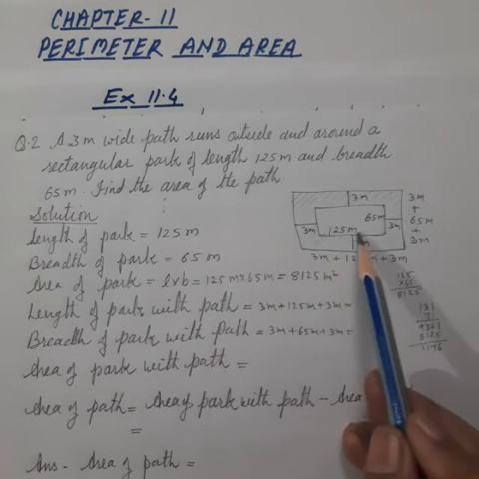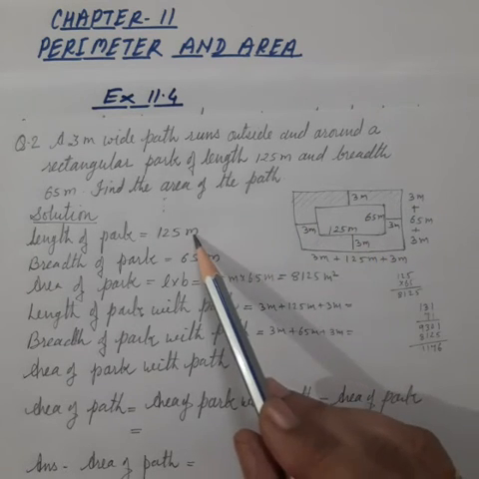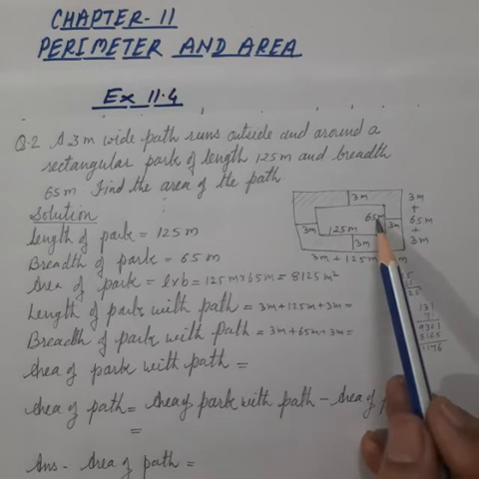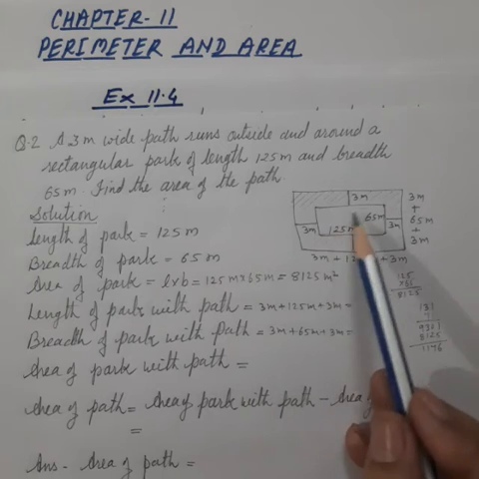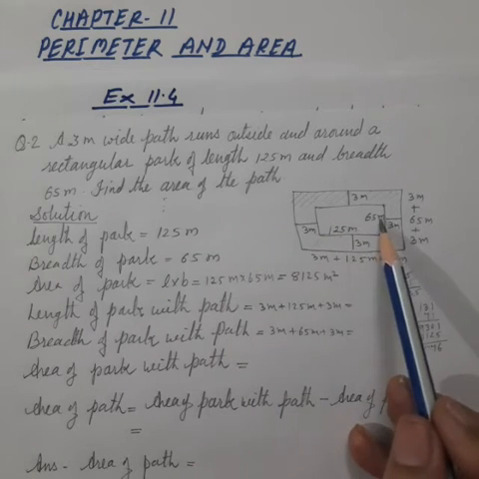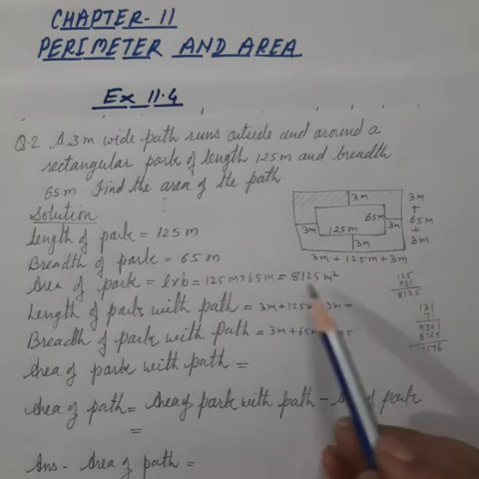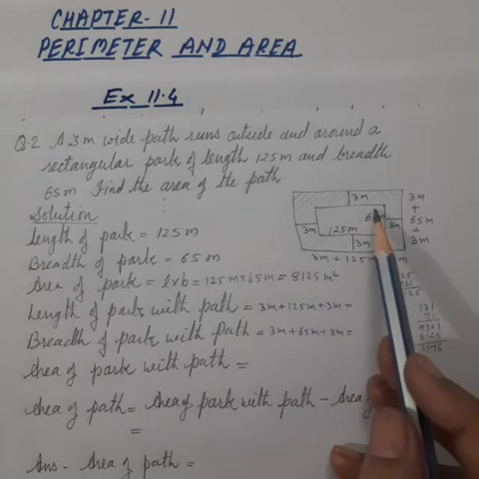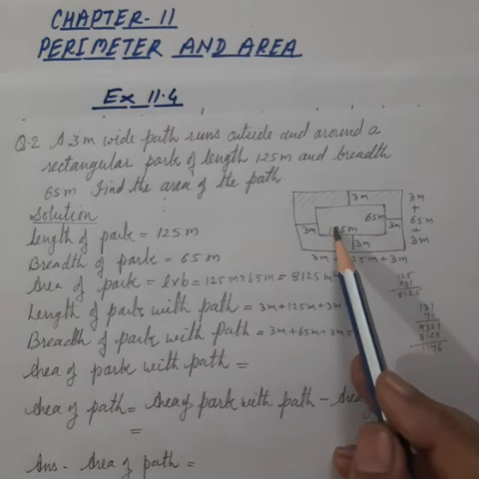So the length of the inner rectangle is 125 meter. Breadth of the inner rectangle, that means park, is 65 meter. To get the area, multiply length into breadth. Multiply it, we get here 8125 meter square. This is the area of this park.